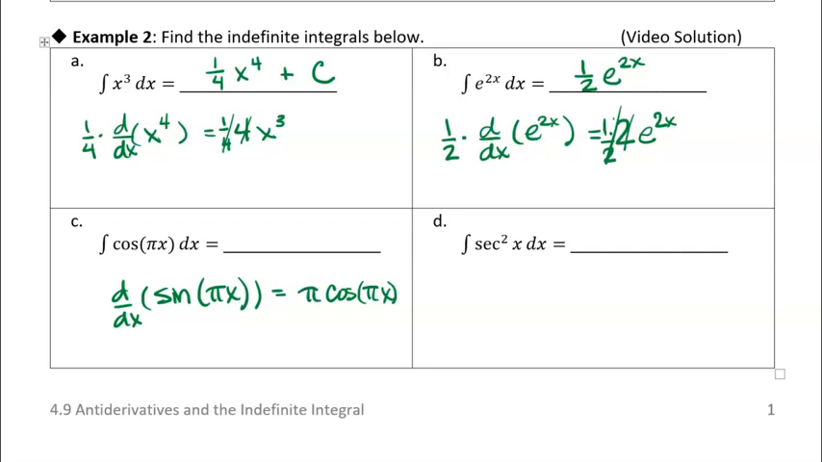So again, I'm close. I just have this extra constant in here of pi, so if I just multiply both sides by 1/pi, then I should have it. So this will be 1/pi sine of pi x, and then plus c.